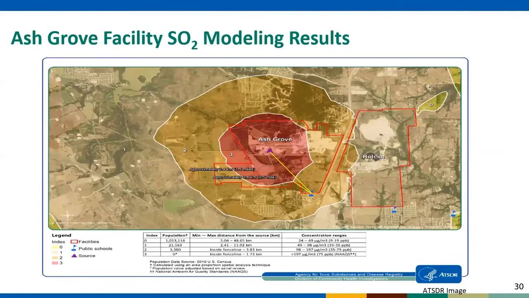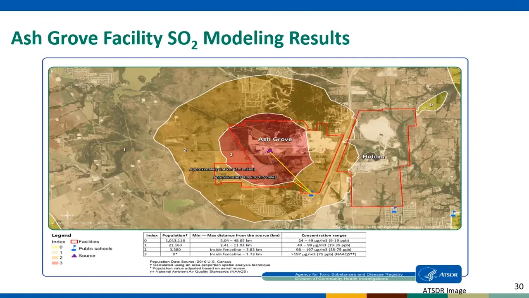Okay, turning back to the Ash Grove facility, where we did not have air monitoring data associated with that facility, but we did have SO2 modeling results, which you see here, and these provided us with some evidence where exposures are not a concern. Basically, there's no population located within the 75 part per billion detection area predicted by the model. We use the 1 hour NAAQS as our comparison, and there were no exposed people, at least based on this model.